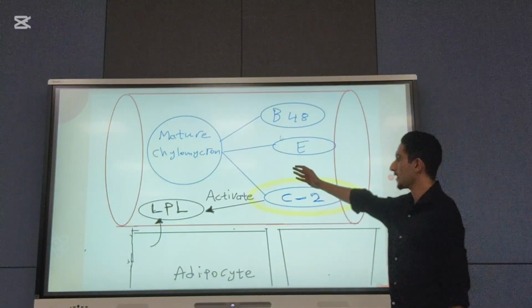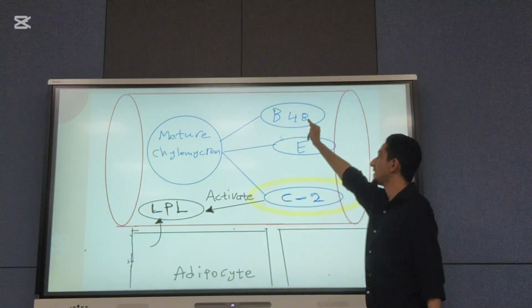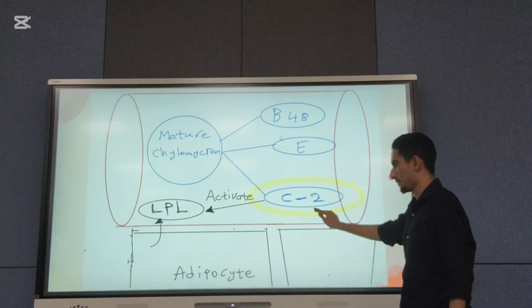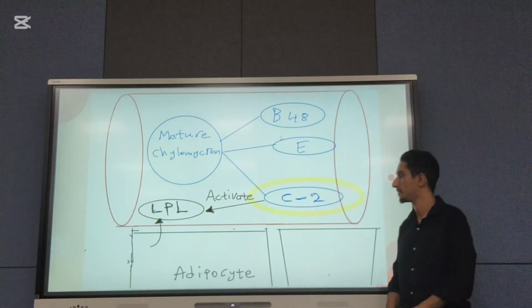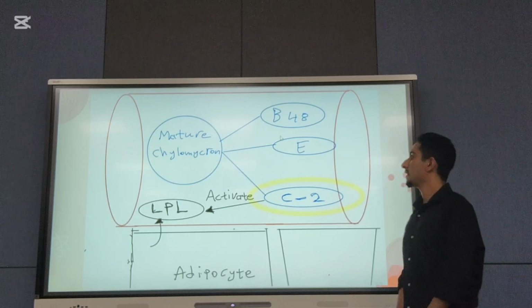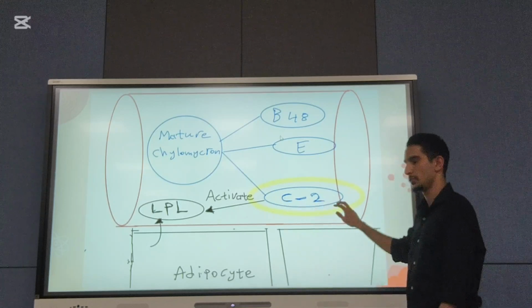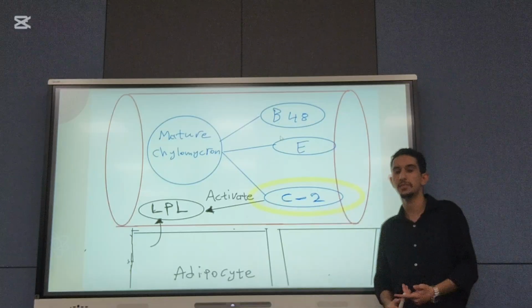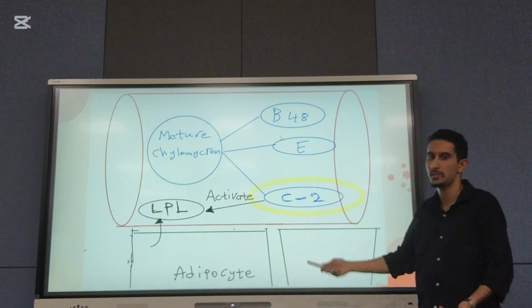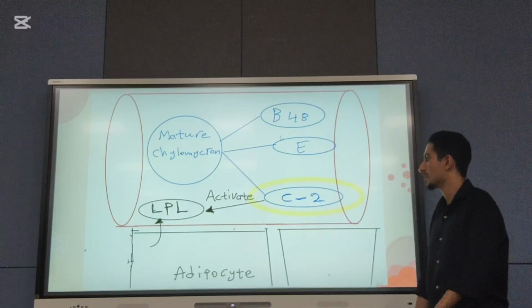Here's the mature chylomicron with the B48, E and C2. Okay? Now we need to know what is the function of this apoprotein C2. Why did the HDL give the chylomicron this apoprotein C2? What will it do?